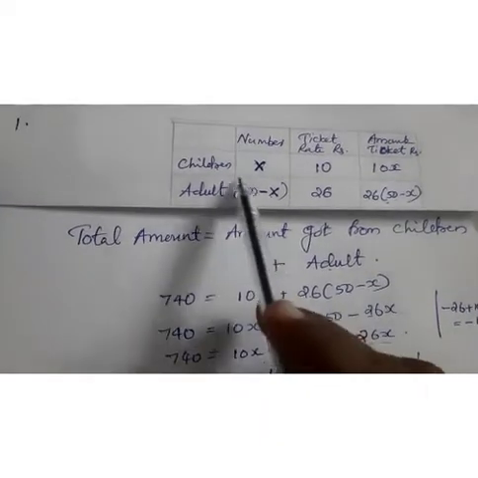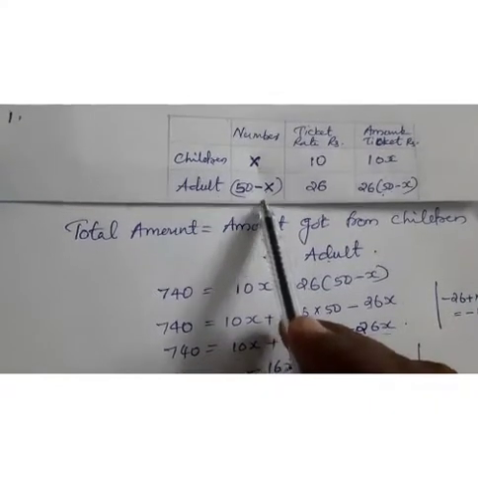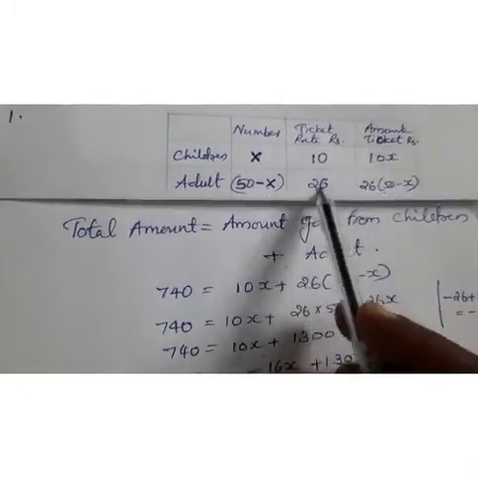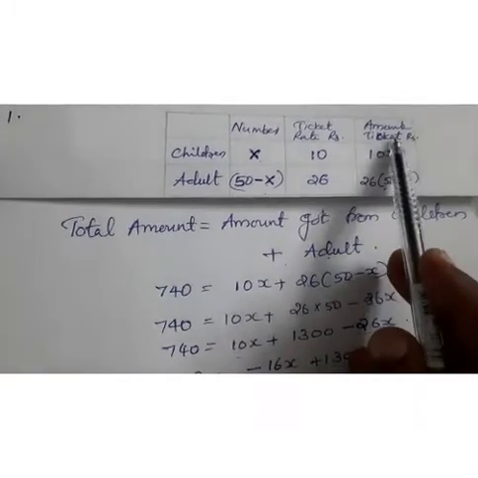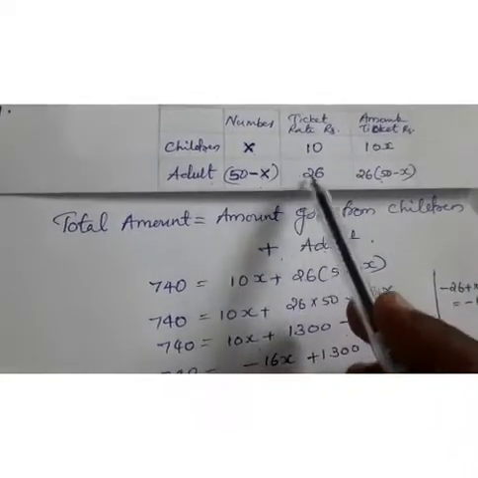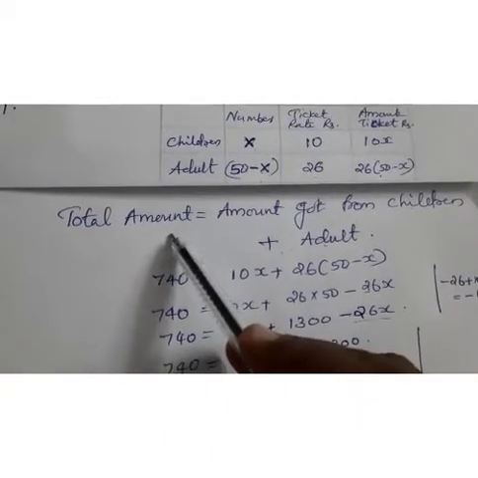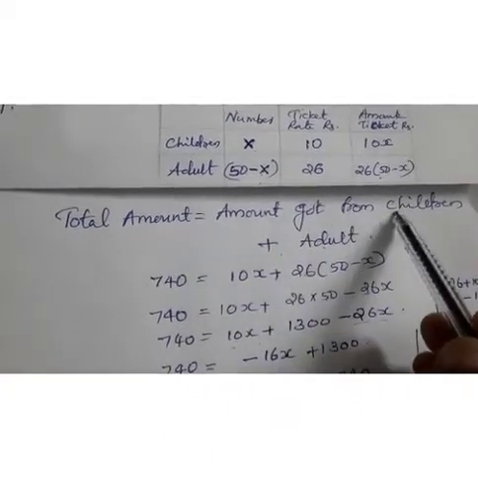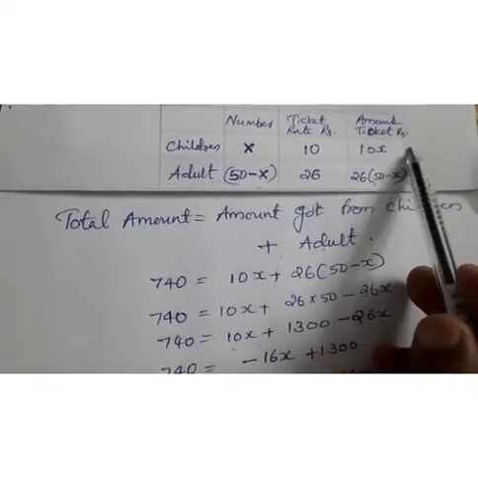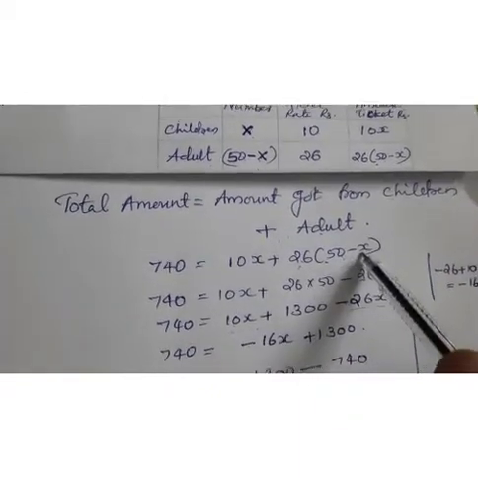So once again, number of children x, number of adults 50 minus x. Ticket rate of children is 10. Ticket rate of adult is 26. So the total amount given from the children is 10x. Then the adult is 26 into 50 minus x. So total amount is equal to amount got from children plus the amount got from adults. Amount got from children is 10x. Amount got from adults is 26 into 50 minus x.